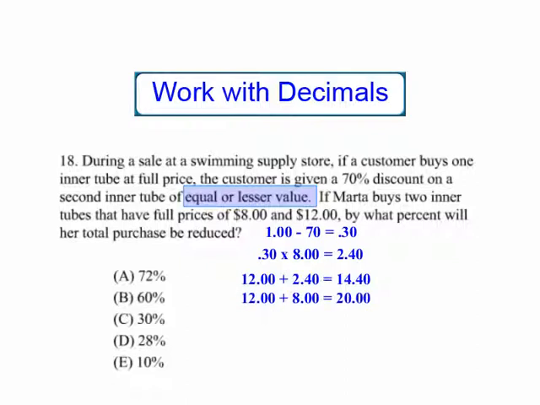So she's paying $12 plus $2.40, which is $14.40. Normally she would have been paying $12 plus $8, which would have been $20. So we subtract the difference and find out she's paying $5.60 less. And $5.60 is 28% of 20. Remember, you divide 20 into 5.6 to find the percentage.